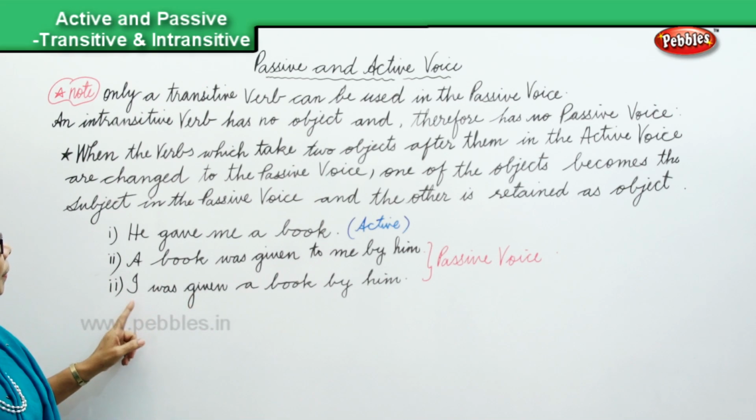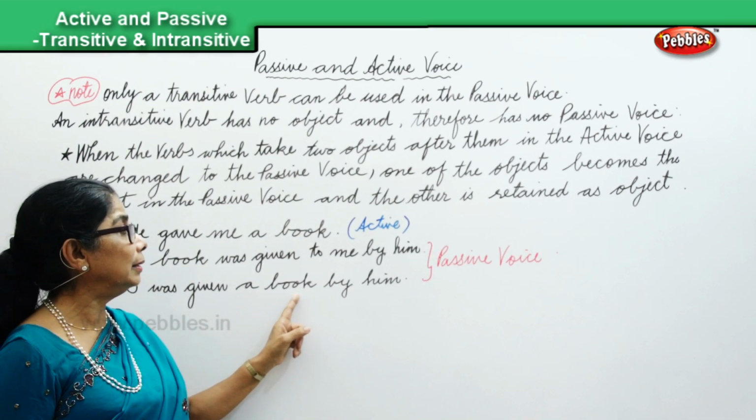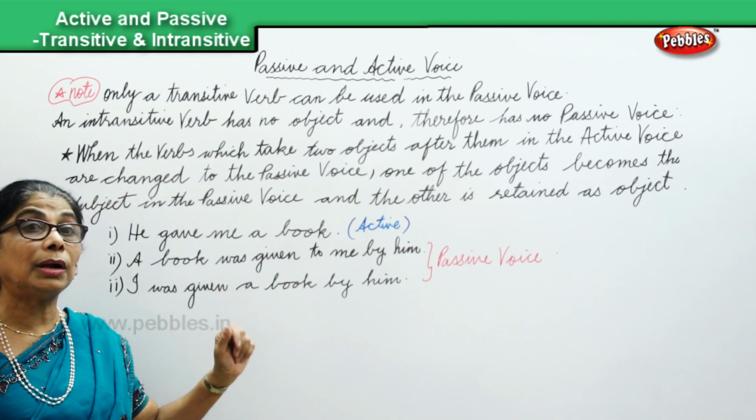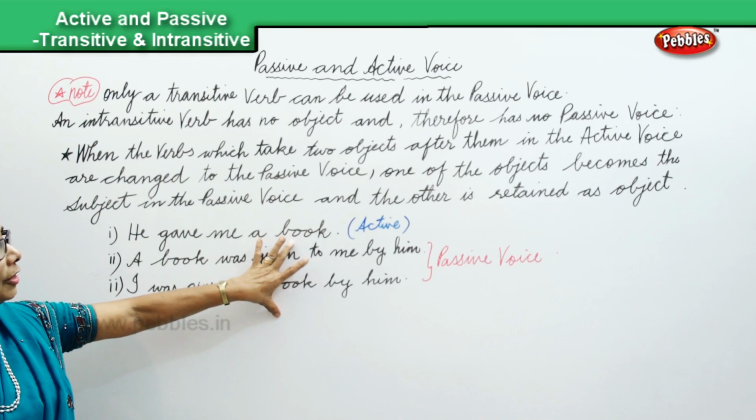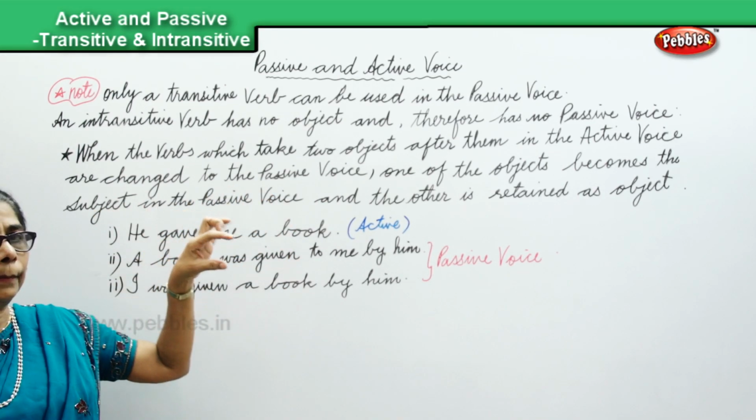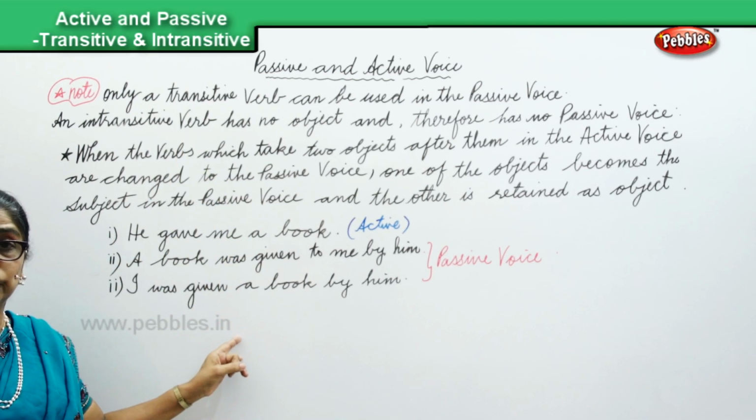You see, one becomes "I was given a book." Here I become the subject and the book is the object. I was given what? A book was given to me. So there are two different ways of writing the active voice. "He gave me a book," active voice, can be written in two different forms.